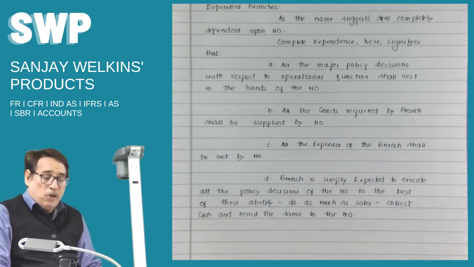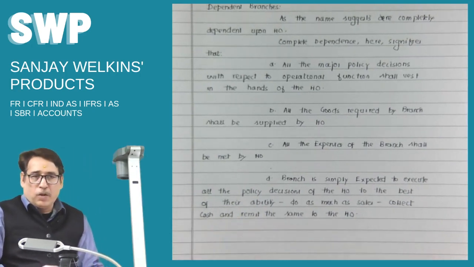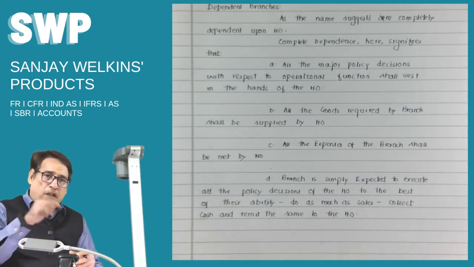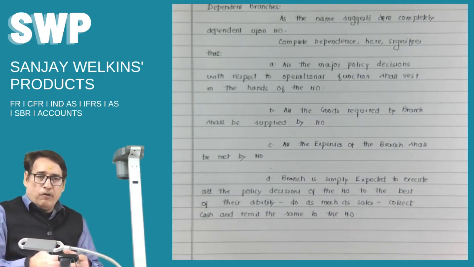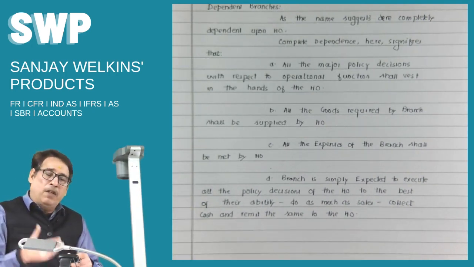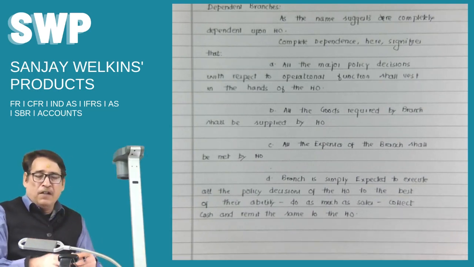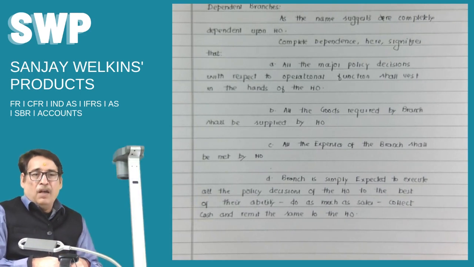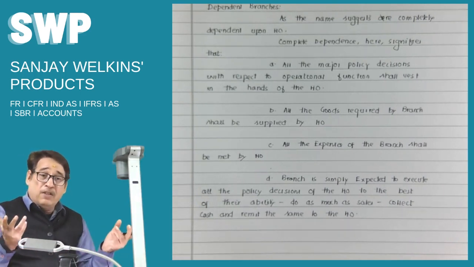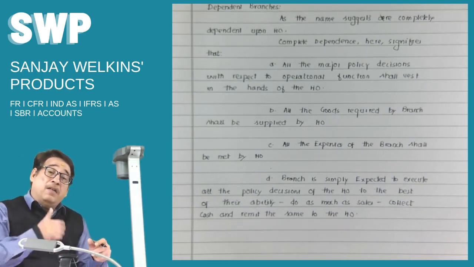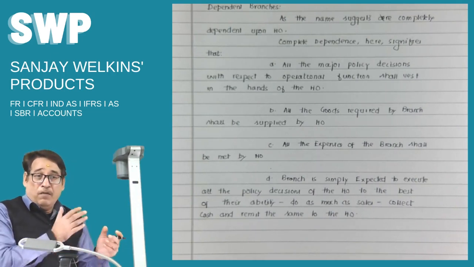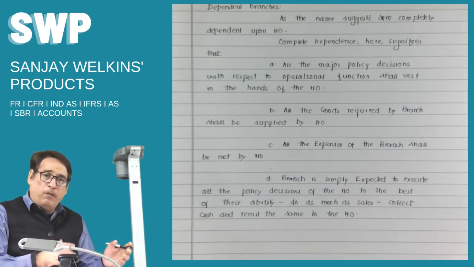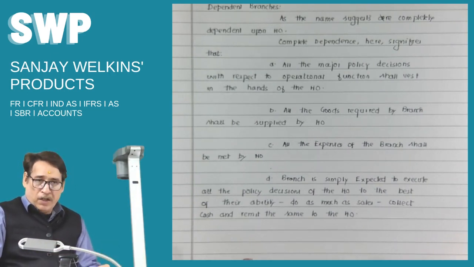So branch manager, or simply branch, is expected to execute and implement all those policies which are given or forwarded to them by the head office, or whatever instructions head office is releasing, correct? To the best of their abilities they should execute them and do as much sales, quite obviously, and collect the cash, and then whatever collections are there simply remit it back to the head office. So that is what branch stands for, under dependent branches.